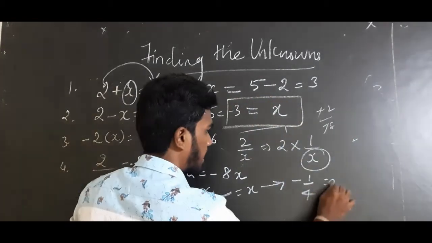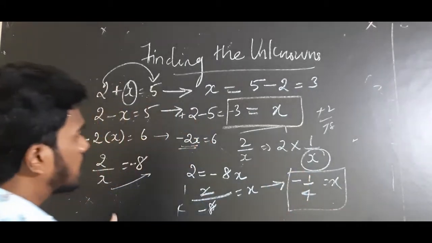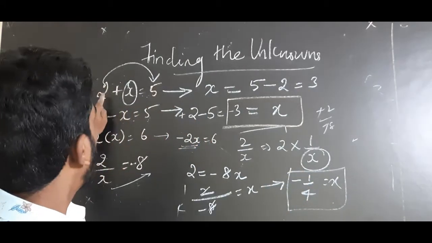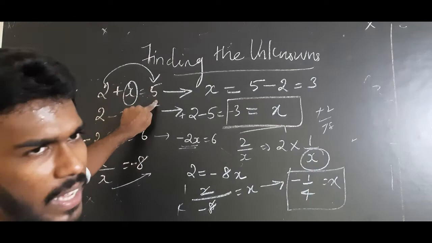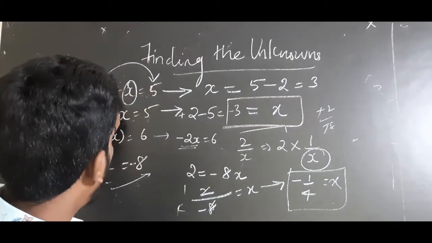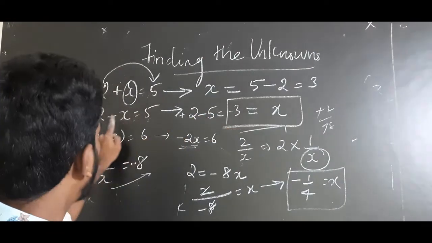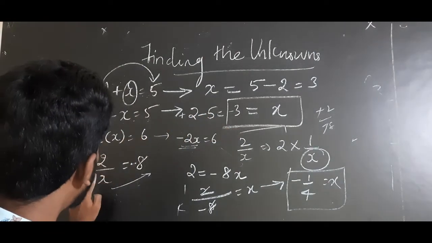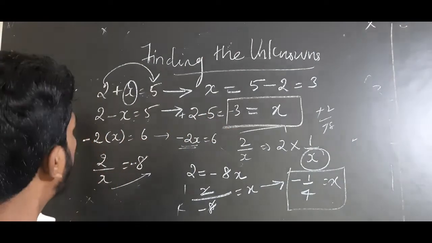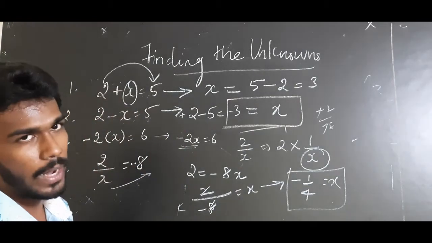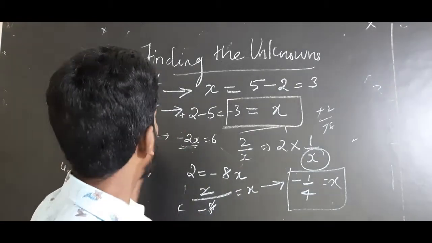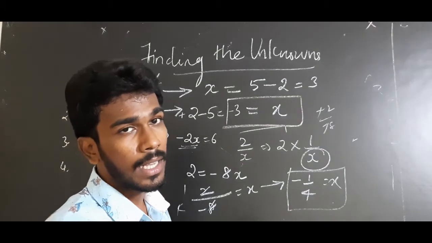So minus 1 by 4 will be the x. So this is how you should be tackling the sum. 2 plus x is equal to 5. X is an unknown. If it is in a positive sign, if it goes that side, it will turn negative. 2 minus x, minus 2 of x. 2 by x is equal to minus 8. So obviously you have to tackle these kind of unknown values in order to find the answer. So I hope you are clear with handling the unknowns.